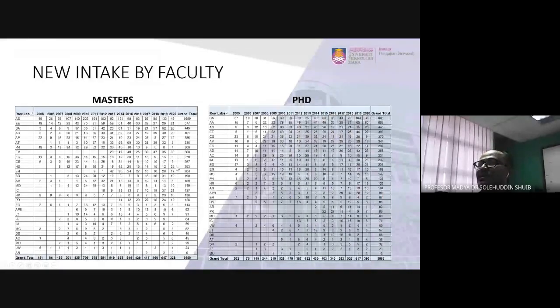This is the new intake for master and PhD students. We break this down by faculty, for master and for PhD. We have the data from 2006 until 2020 for every faculty. For example, in the Faculty of Electrical, for PhD students, 2018 is 25 and 2019 is 46. The number increased, but because of the situation now, it dropped to 20. In total, we have 390 PhD students in 2020, and for master students, we have 328.